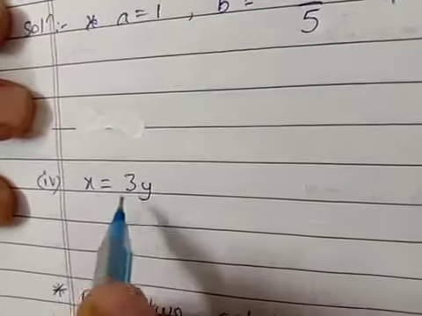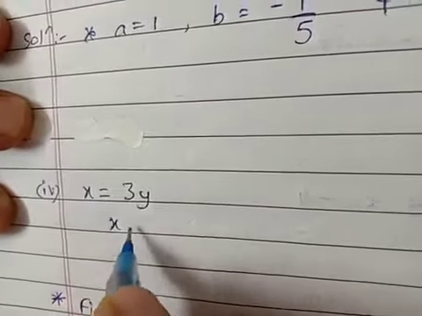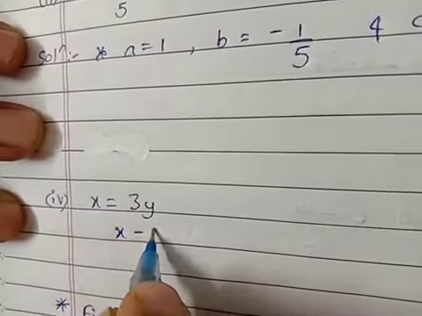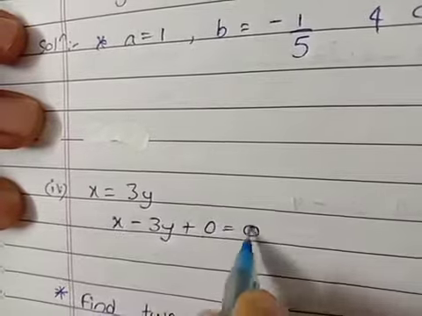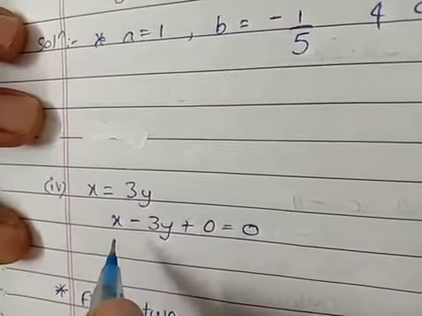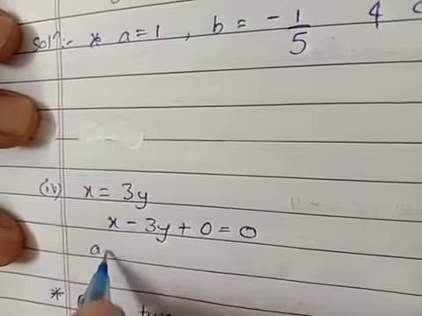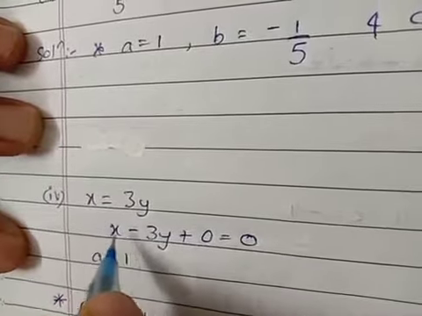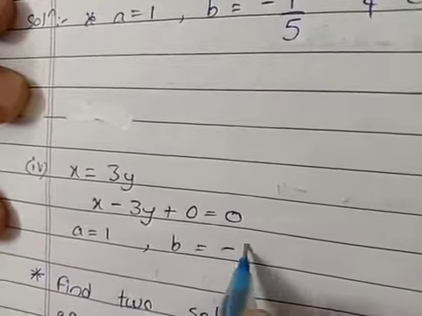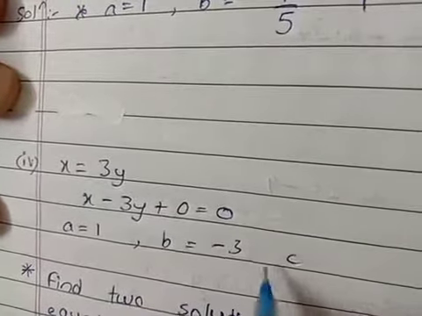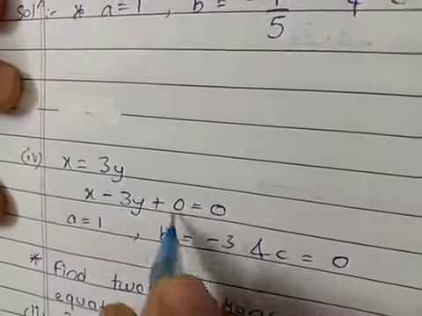Fourth example is x equal to 3y. First we will bring it in the form of ax plus by plus c equal to 0. Okay. We made it in this form. Now what is a over here? The value of a is 1. 1 into x is x. What is the value of b? It is minus 3. And what is the value of c? Here it is 0.